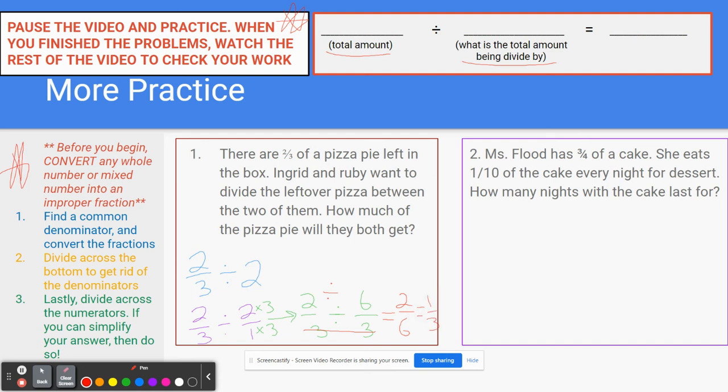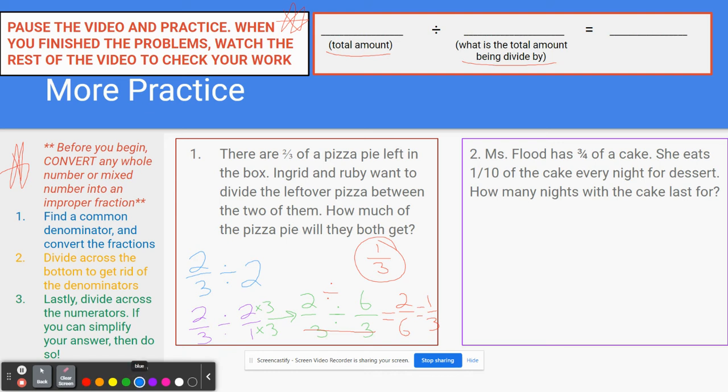So how much of the pizza pie will they both get? They will both get 1/3 of the pizza pie. If you got that correct, good job. If not, go check your work, compare what you did to what I did. And if you need to go back and watch the other videos, go ahead and do so.